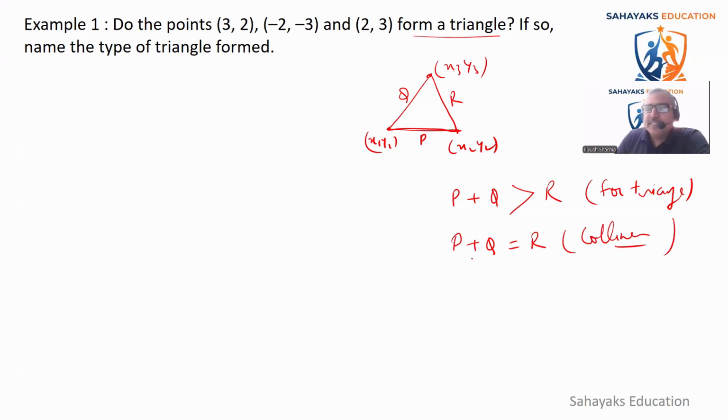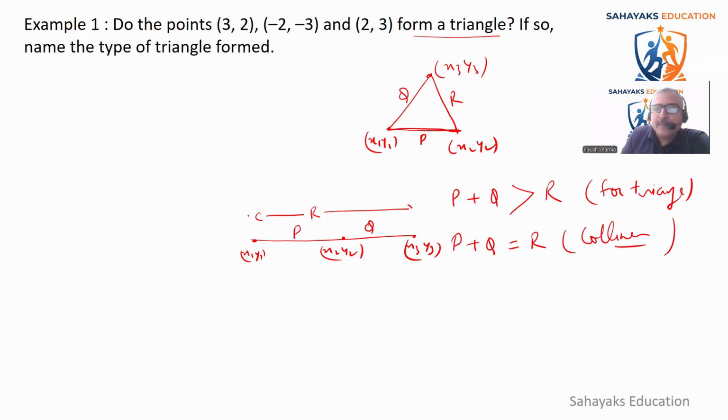Collinear means these 3 points, P, Q, not P, Q, R, these 3 points x1, y1, x2, y2, and x3, y3 are lying in one straight line. Why? Because we said P plus Q is equal to distance R. So if the sum of 2 sides is equal to the third side, then these points are collinear.